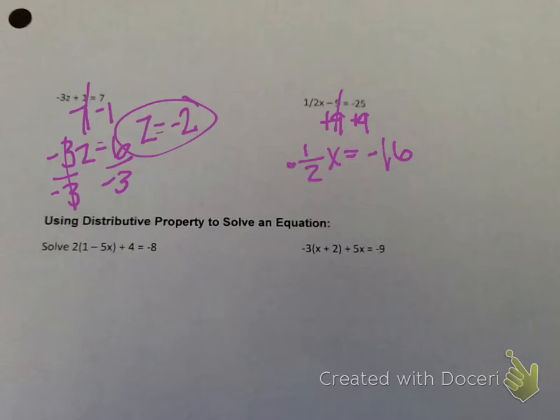So I could say times 2, because reciprocal just means if I have 1/2, flip it upside down. So the reciprocal of 1/2 would be 2/1. The reciprocal of 3/4 would be 4/3, and so on and so forth. So division of fractions is the same as multiplying by the reciprocal. So if I multiply by 2 on this side, I get x equals -32.